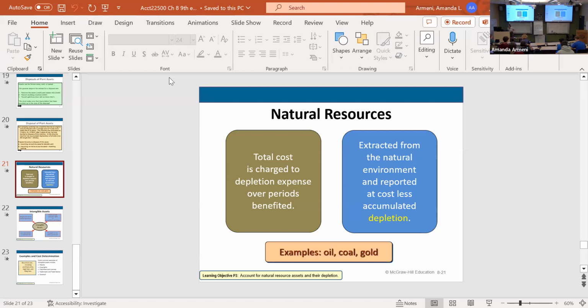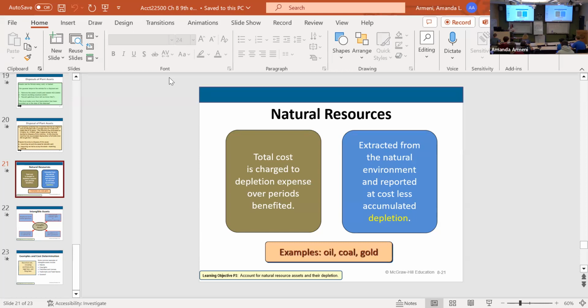If an organization is extracting natural resources and using those resources to help generate revenue, they would have those natural resources on their accounting records as an asset. So if you have a coal mine, if you have an oil rig, again, I'm not super familiar with the terminology, but if you are extracting natural resources and those natural resources are helping you generate revenue, that's an asset, okay?